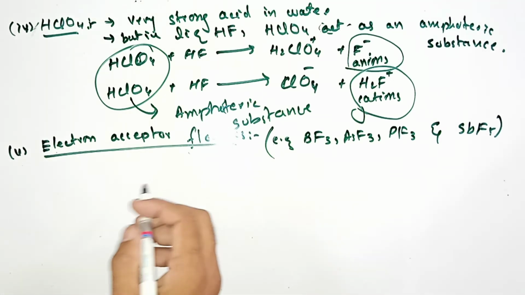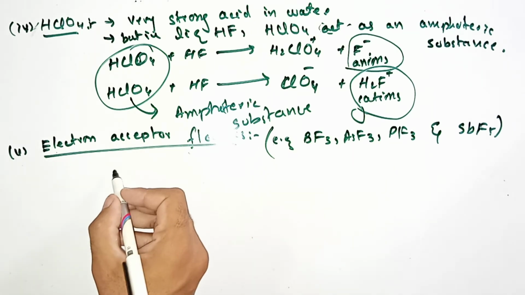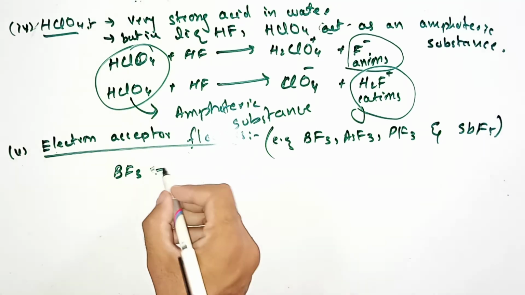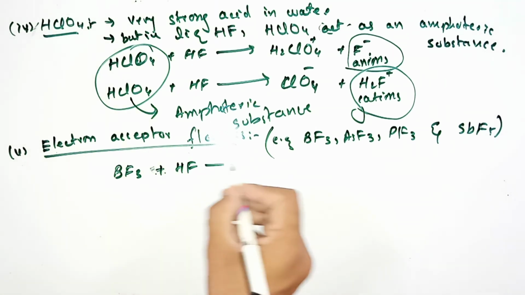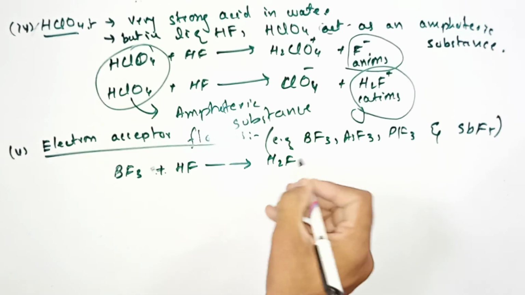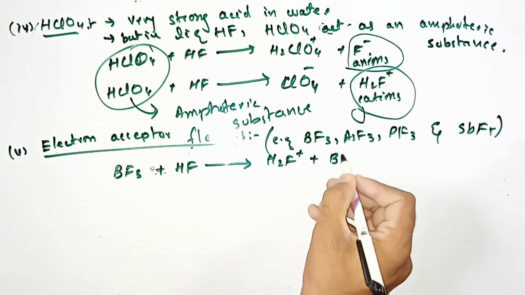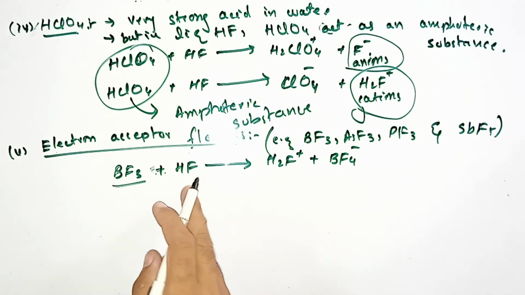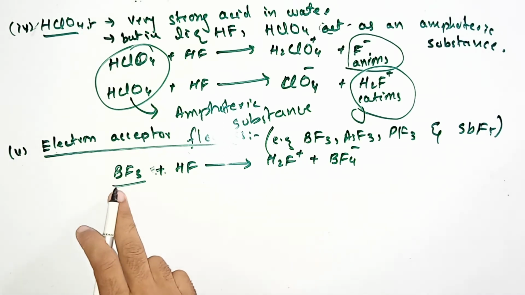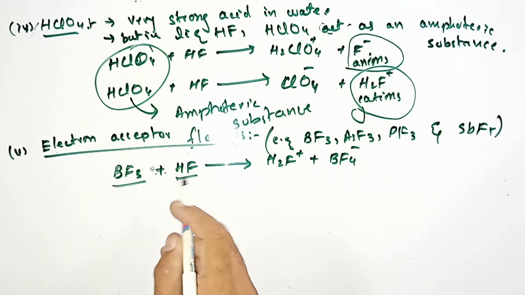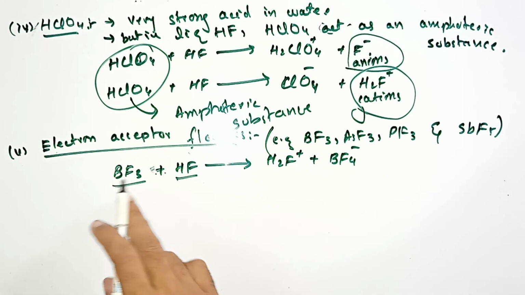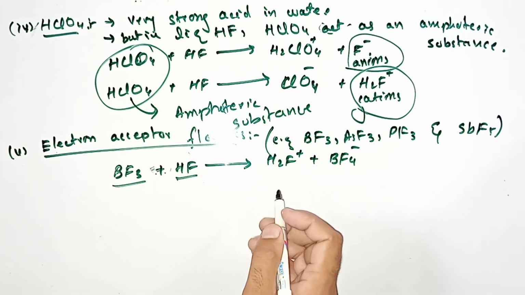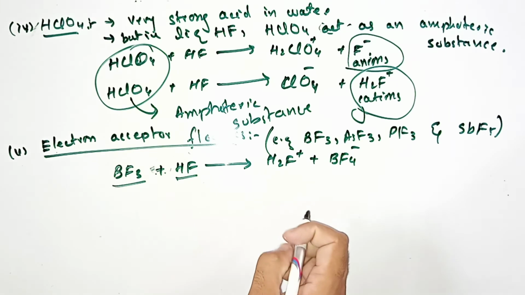So come to the point. When you add BF3 to liquid HF, it will produce H2F positive plus BF4 negative, meaning this BF3 will accept one electron pair from the HF. That's why HF will get a positive charge.